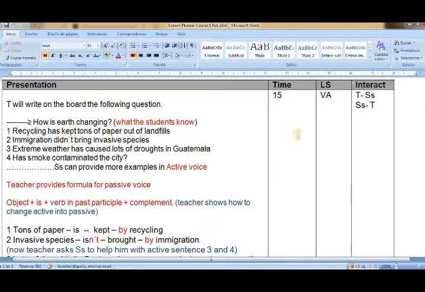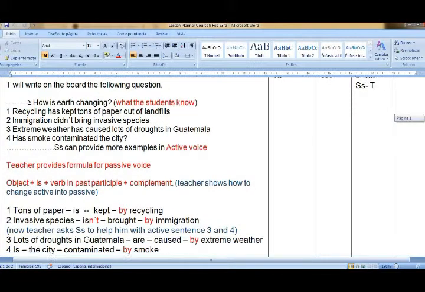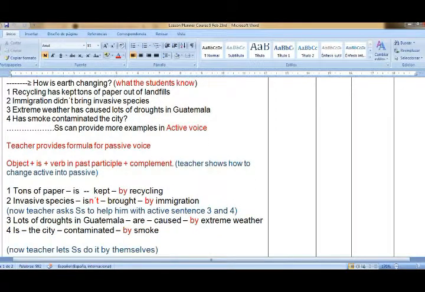And then, from what they know, active voice, you take those statements into passive voice. For example, look at number 3 here. Extreme weather has caused lots of droughts in Guatemala. That's what I say in active voice. Now, I change: lots of droughts in Guatemala are caused by extreme weather. And I emphasize what I told you. Look at this. Here it says, teacher shows how to change active into passive. So the teacher does it first.